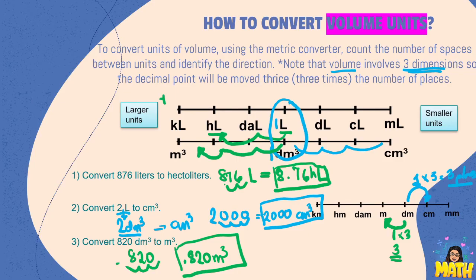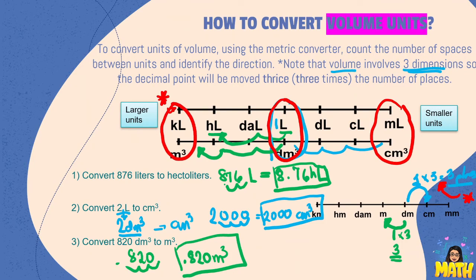So remember, when we are only within this metric converter, we simply move it once, since it is already liter to liters. But when it involves volume or cubic units, we still need to multiply it by 3. And then remember also these equivalent units because it will also help you to convert liters to cubic measures.